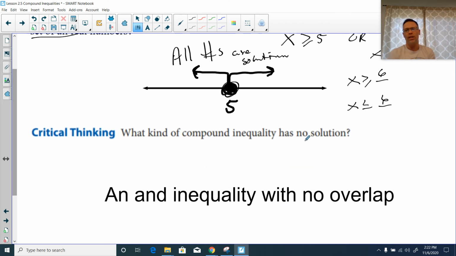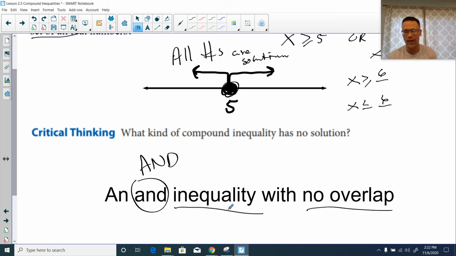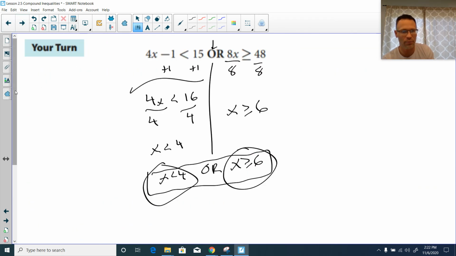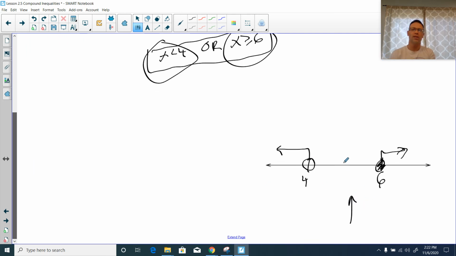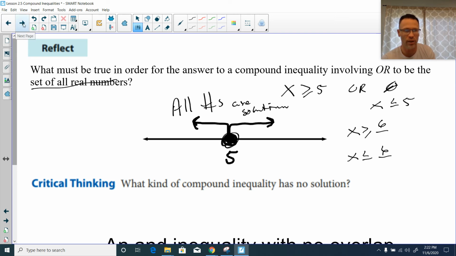What kind of compound inequality has no solution? That's going to be an "and" inequality that would have no overlap. An "and" inequality with no overlap would be no solution, because overlap is what is required for a graph, right? Basically, if I took, let's take this one here, and I was like, okay, this is my final solution for an "and" inequality. If that was the case, well, then this would be no solution because there's no overlap, okay? So "and" requires overlap. If there isn't any, then we have no answer.